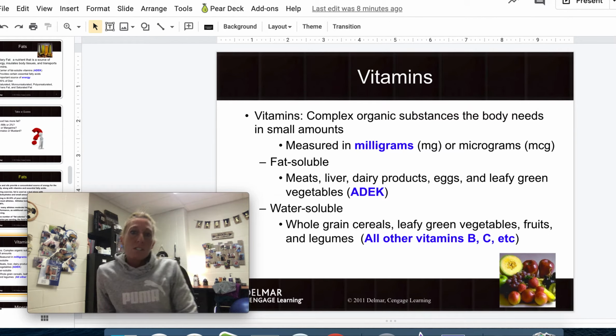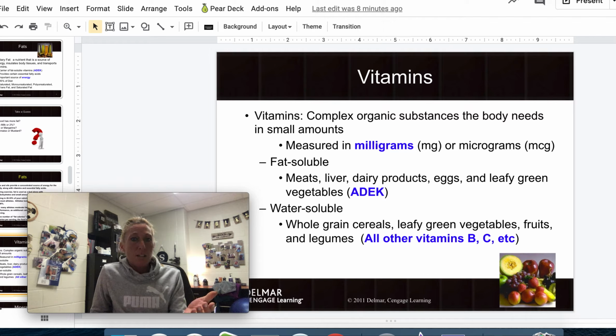Vitamins is the next of six essential nutrients. Vitamins are complex organic substances that the body needs in small amounts. Remember the 6 essential nutrients? They're essential. We have to consume them through the food that we eat.